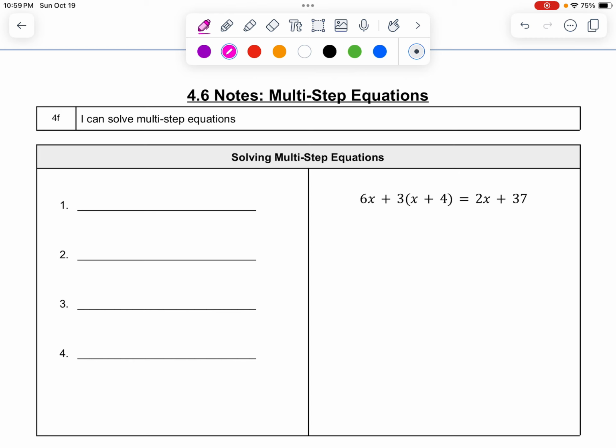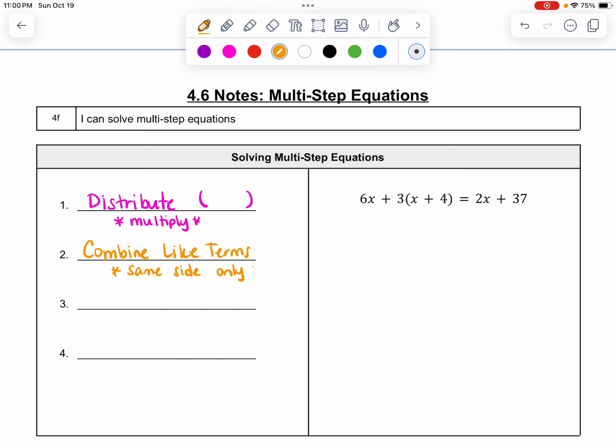Step number 1 is going to be to distribute. Now, you may not always need to distribute, but if you see a parentheses, you're going to need to distribute. And as a quick reminder, distributing just means we need to multiply. Step number 2 is going to be to combine like terms. But this only works if the terms are already on the same side. So we're going to look at the same side only.